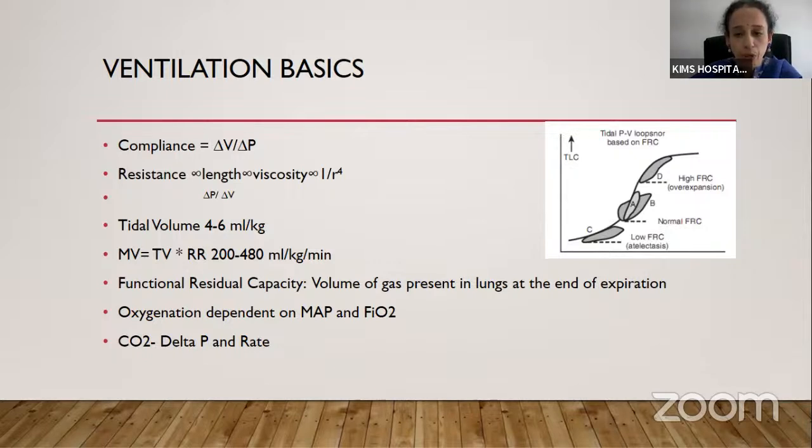What is the CO2 elimination dependent upon? It is dependent upon the delta P and the rate. If the CO2 in the blood gas is high, we increase the delta P, and also the rate can be increased. And if the carbon dioxide washout is there, then we should decrease the delta P.